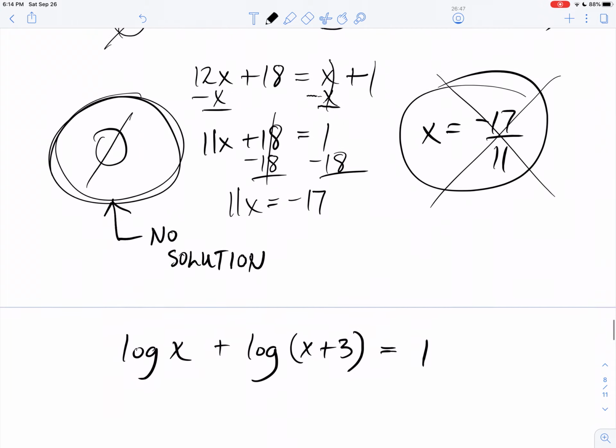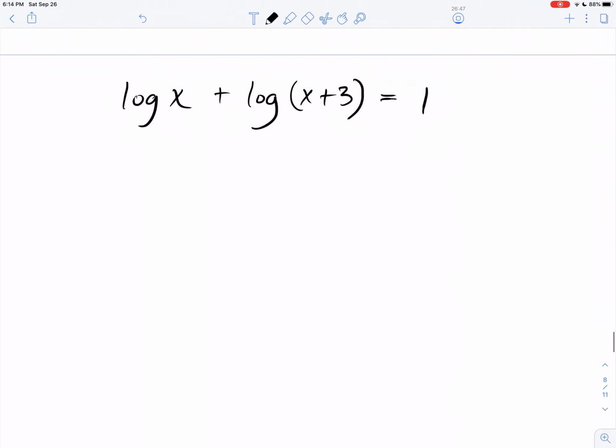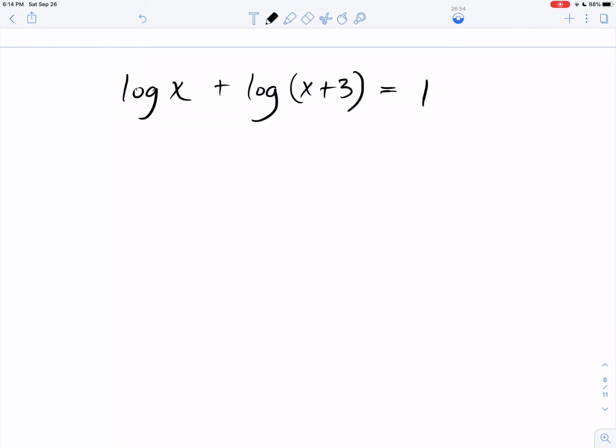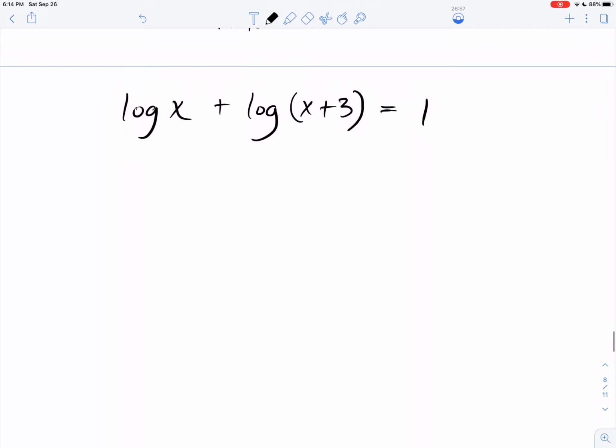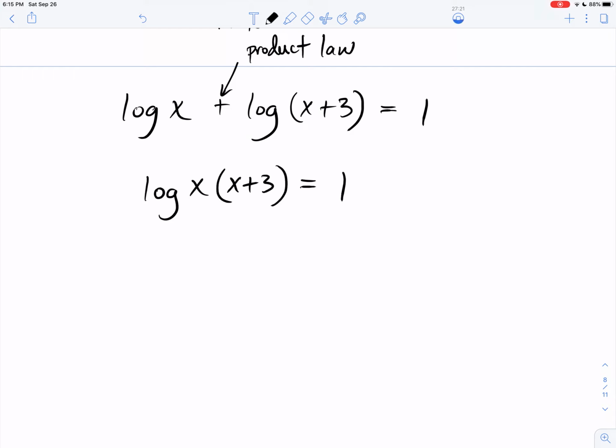Now, let's take a look at this guy. And you might say, well, okay, I have a log statement plus another log statement. So if I'm adding two logs, we called this one the product law. Remember, there were three laws: the power, the product, and the quotient. So when it's a product, we can rewrite it so it says this one times this one. So did I get it to look like single log form? Yes, I did.